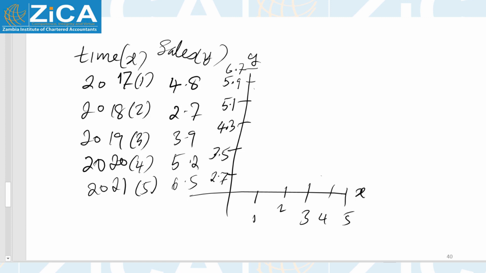Now, you come to 2017, which is 1. It corresponds to 4.8. The 4.8 will be a point, let us say, somewhere here. 2 will correspond to 2.7. 2.7 is down here. Then 3 corresponds to 3.9. The point is somewhere, let us say, there. 4 corresponds to 5.2. 5.2 is, let us say, somewhere there. Then 5 corresponds to 6.5. 6.5, let us say, somewhere there below 7.